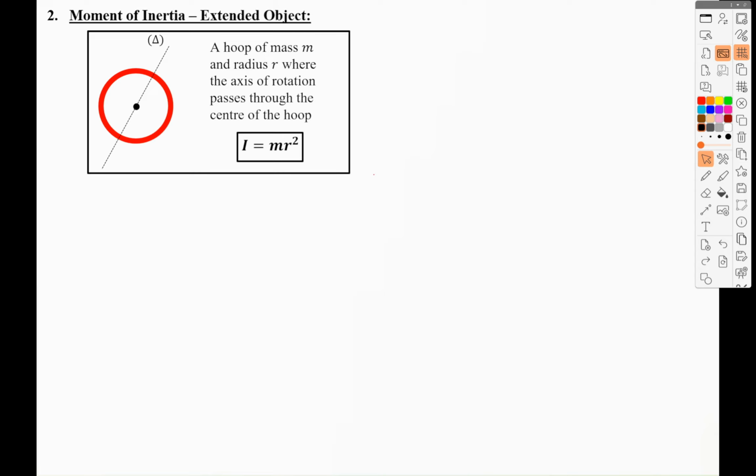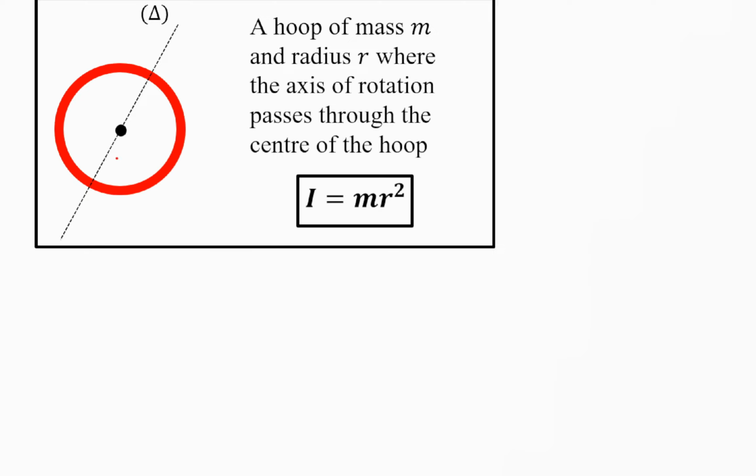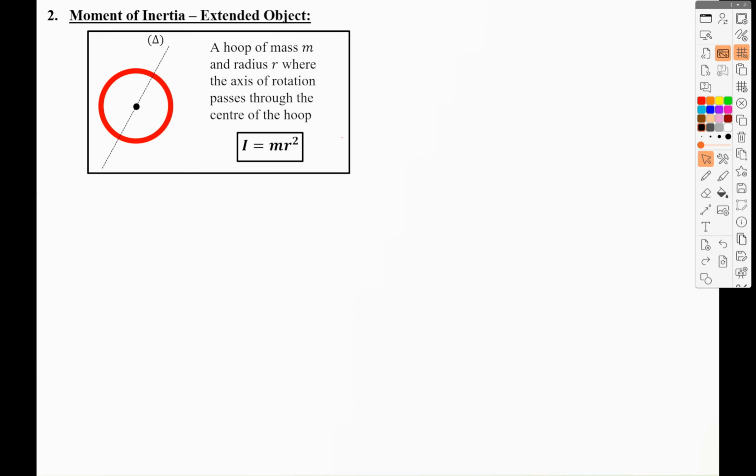Now here we have certain types of objects that are specific. We would like to introduce their moment of inertia. Let's start with a hoop, which is a ring. A hoop of mass m and radius r, where the axis of rotation passes through the center of the hoop. The mass is contained only in the rim. R is the radius of the hoop. Then its moment of inertia is given by mr square, which is similar to the point object without dimensions rotating around delta.